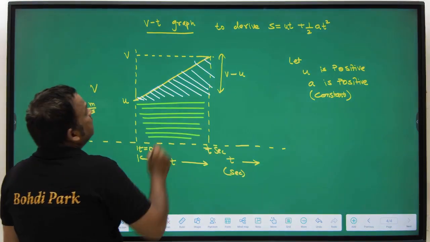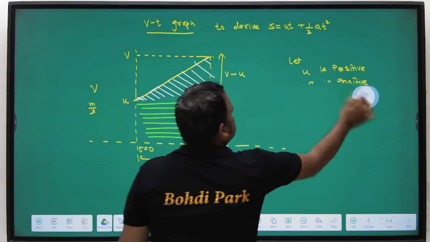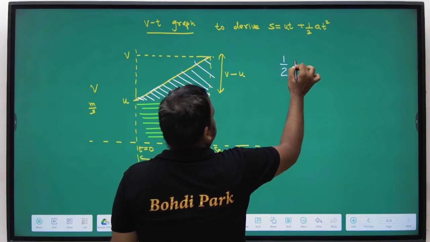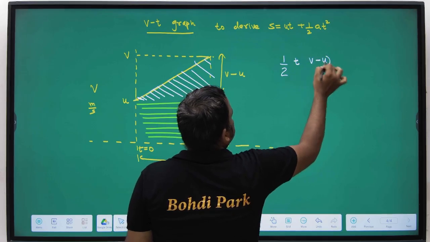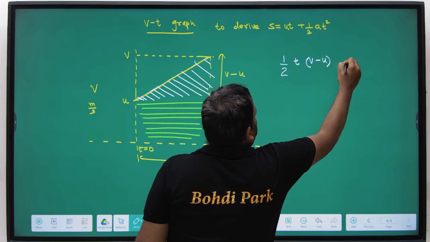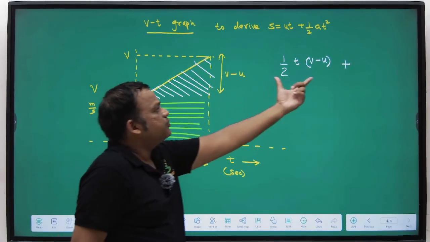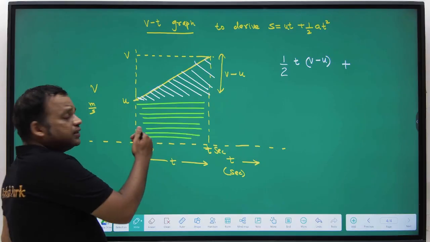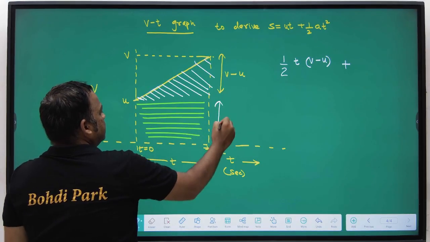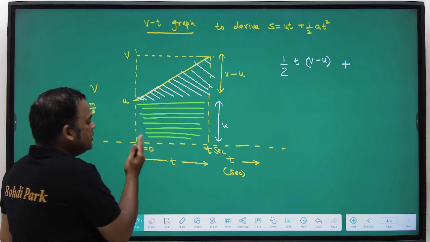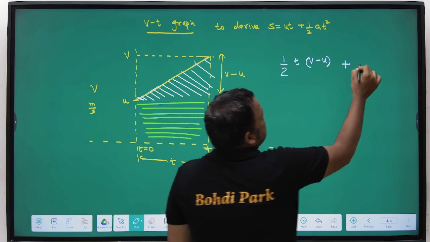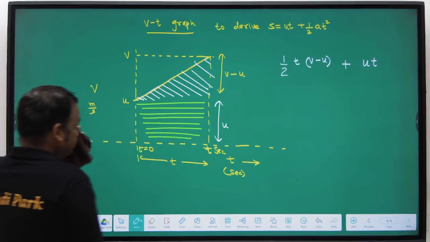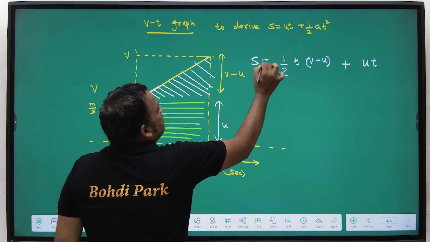So this area will be half into base into height, then plus this area is for the triangular region. Now we have a rectangular region. For the rectangular region, the height is u and the base is t. So length into breadth, this will become u into t. So this is the total displacement.